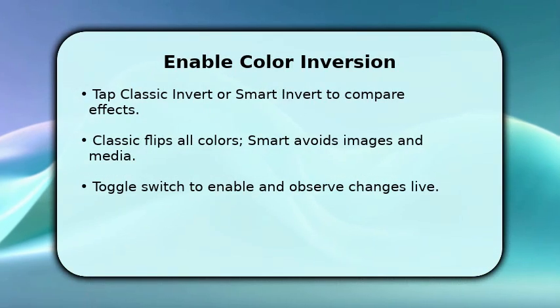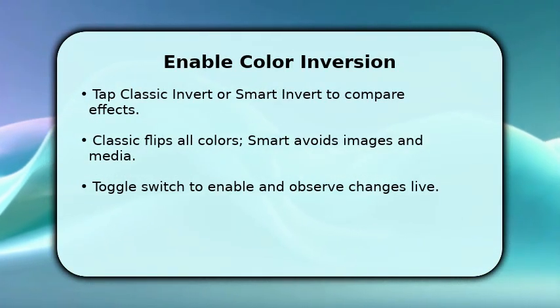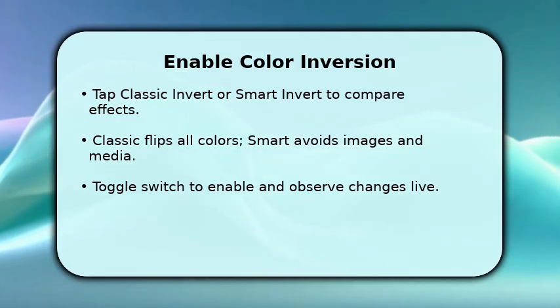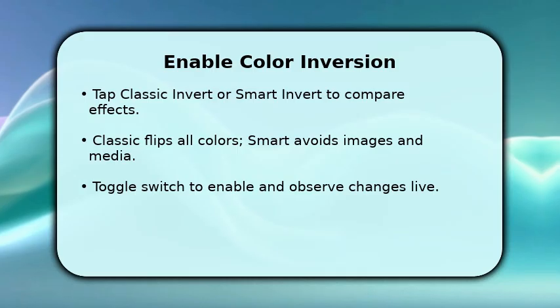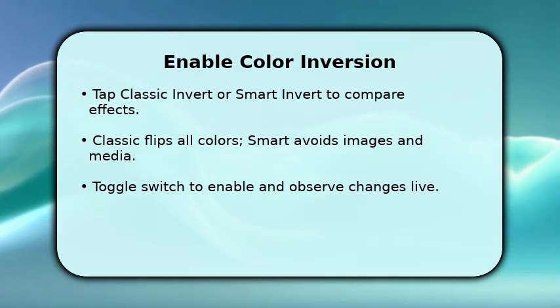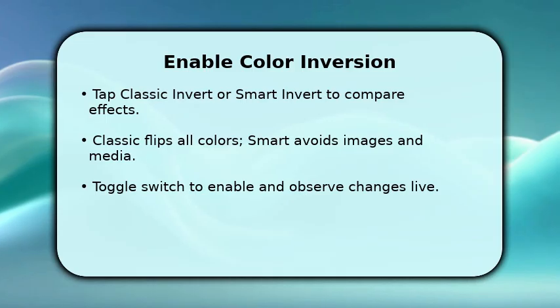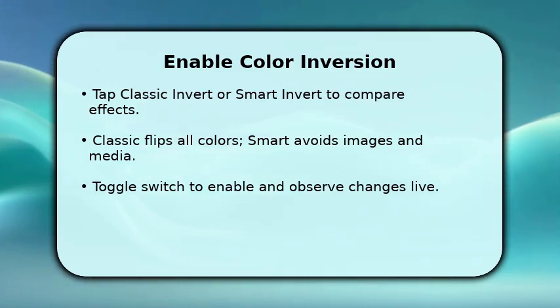You choose between Classic Invert and Smart Invert. Tap each to understand the difference. Classic Inversion reverses every color, which is simple but can distort photos. Smart Invert intelligently preserves images and media. Use it if you want natural-looking photos and app icons.